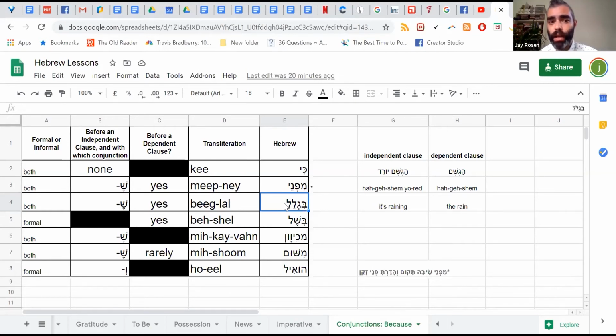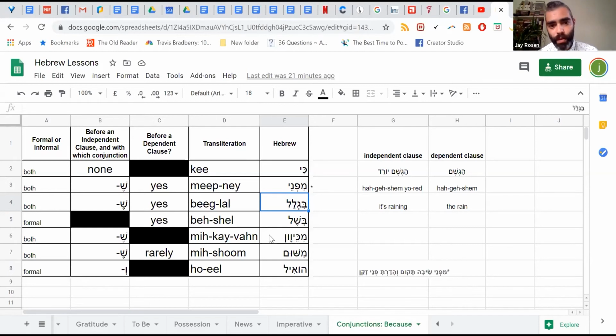But as you see, bishel is used only before a dependent clause. So bishel hageshem, because of the rain, or due to the rain, if you want to make it sound a little bit more upmarket, if due sounds like that to you. Two more that I think are actually pretty high-level Hebrew, but you hear them in everyday conversation, which I do think is quite nice, are mekevan and mishum.